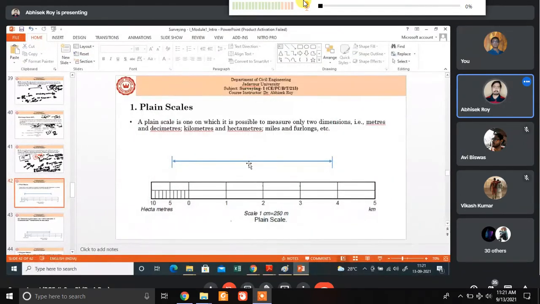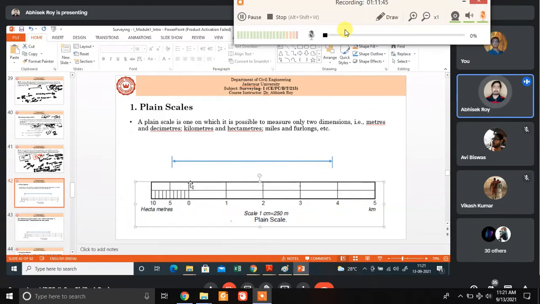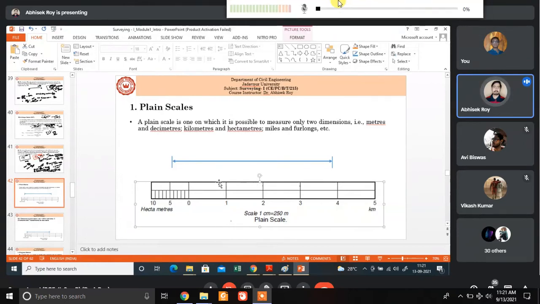Sir, why is it written 1 centimeter equals 250 meters, and you are saying 1 centimeter equals 1 kilometer? You just don't have to think about this, because ultimately you have prepared this scale. The scale is written because if this is drawn on the drawing paper and you measure this length in your millimeter or centimeter scale, you will find that from 0 to 1 is actually 4 centimeter. That's why I have written it here.